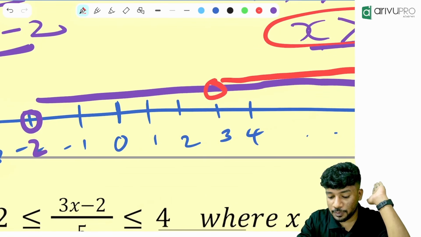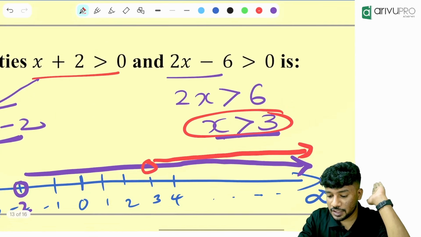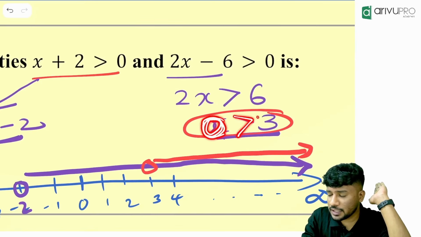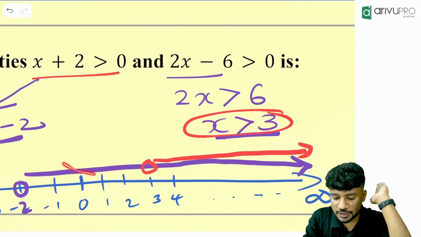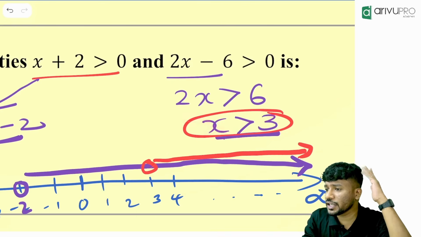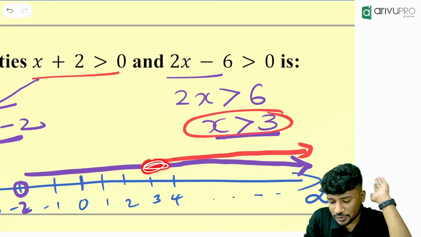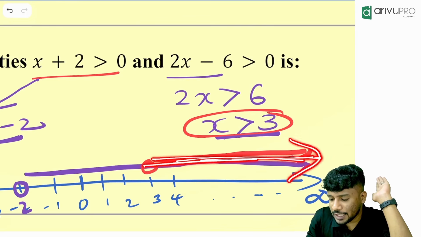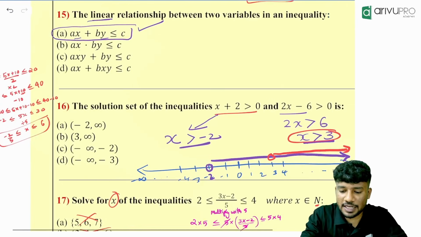If I put 0 instead of x in the second case, do you think 0 is greater than 3? No, that means it is wrong. Can I put 1? 1 greater than 3? No, wrong. Can I put 2? Is 2 greater than 3? No. So, what are the possible values? The possible values are only from what to what? 3 to infinity. So, which option is your answer, people?